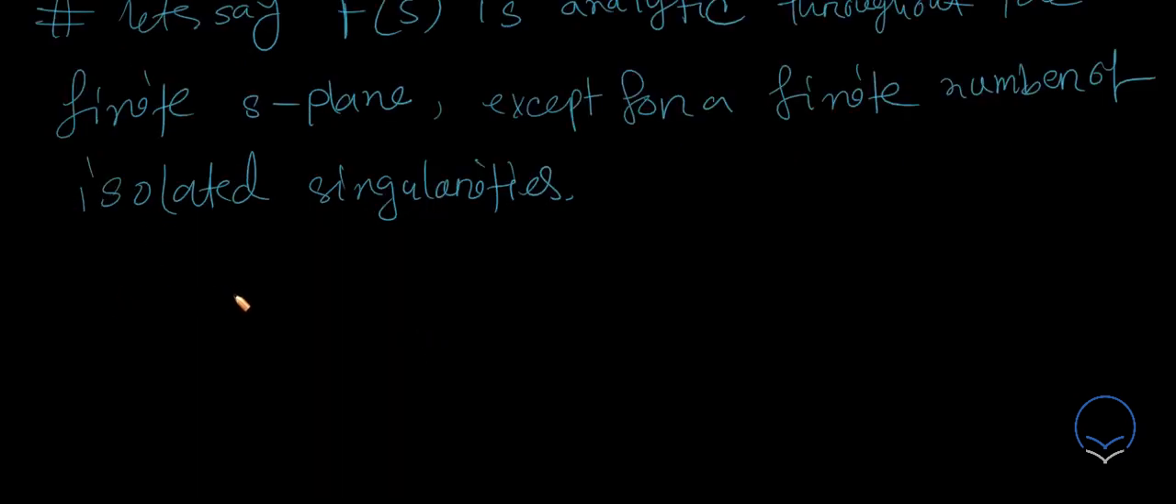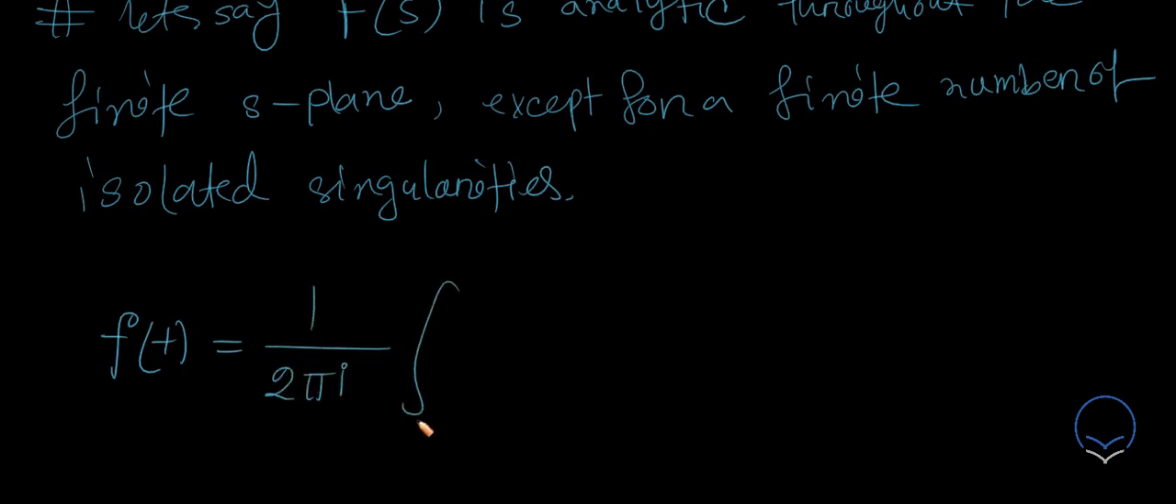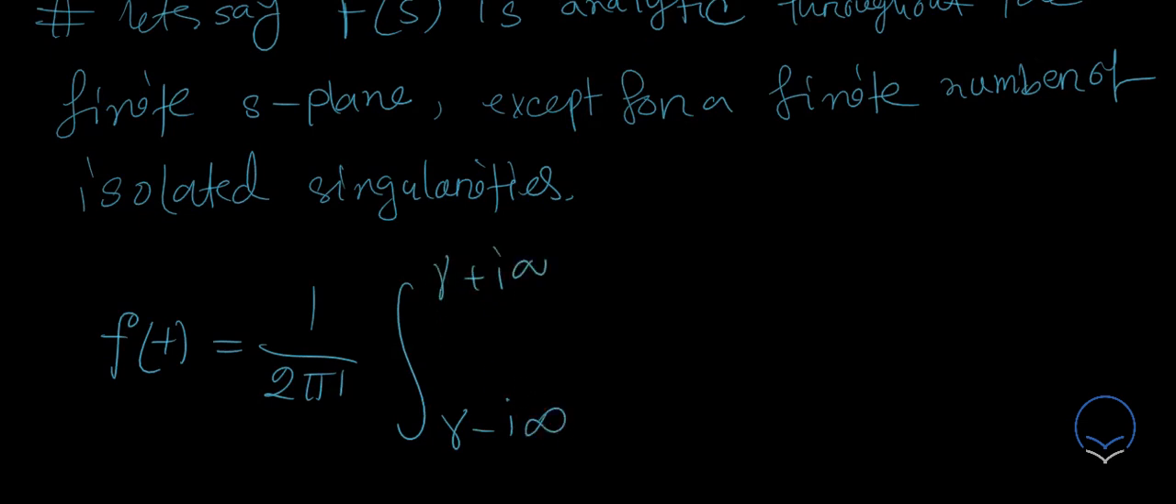Then the inverse Laplace transformation can be achieved through the following integral: f of t is equal to 1 upon 2 pi i, times the integral from gamma minus i infinity to gamma plus i infinity of e to the power st capital F of s ds, with the condition that t is greater than 0.